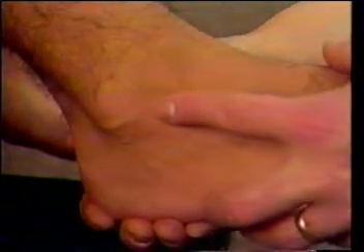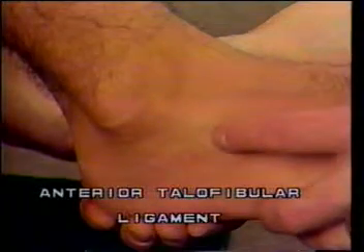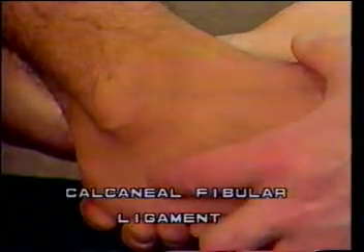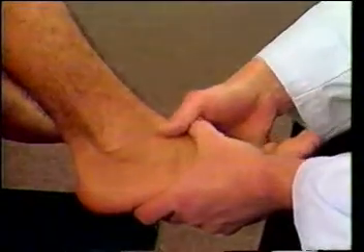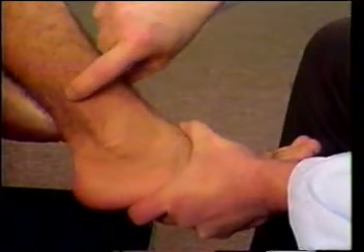These three bands are, from anterior to posterior, the anterior talofibular ligament, the calcaneofibular ligament, and the posterior talofibular ligament. The peroneus longus and brevis tendons can be accentuated and localized by having the patient plantar flex and evert the foot.